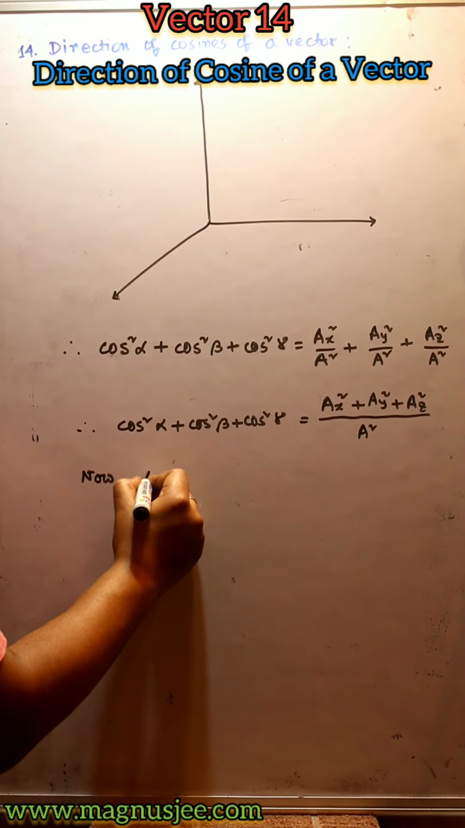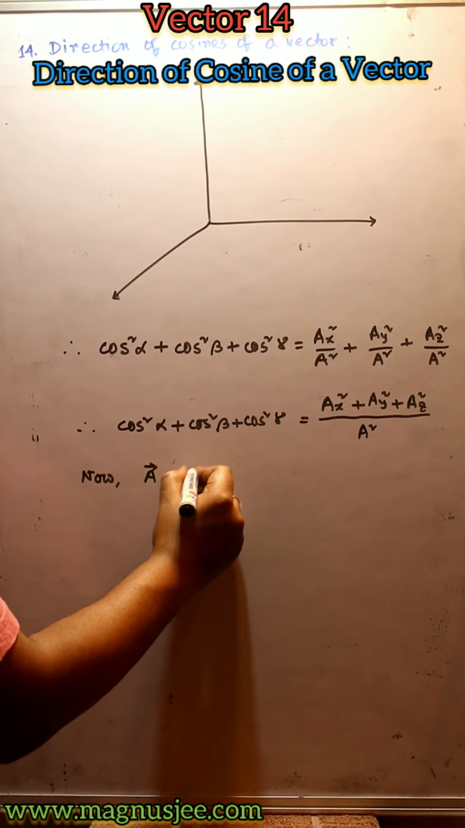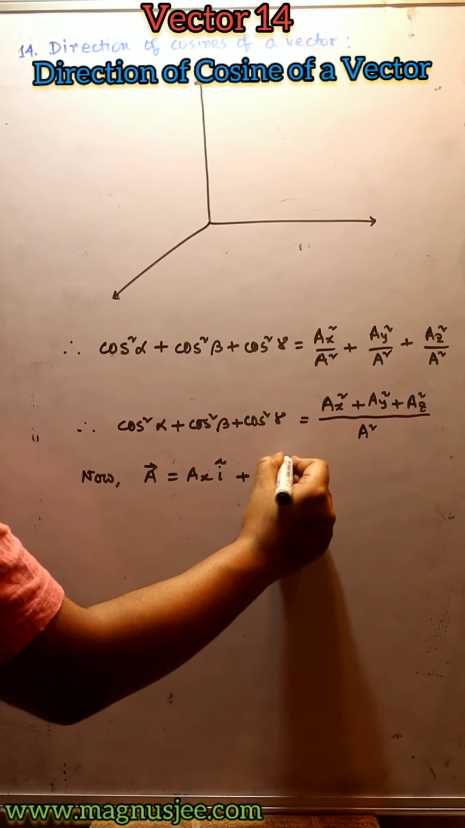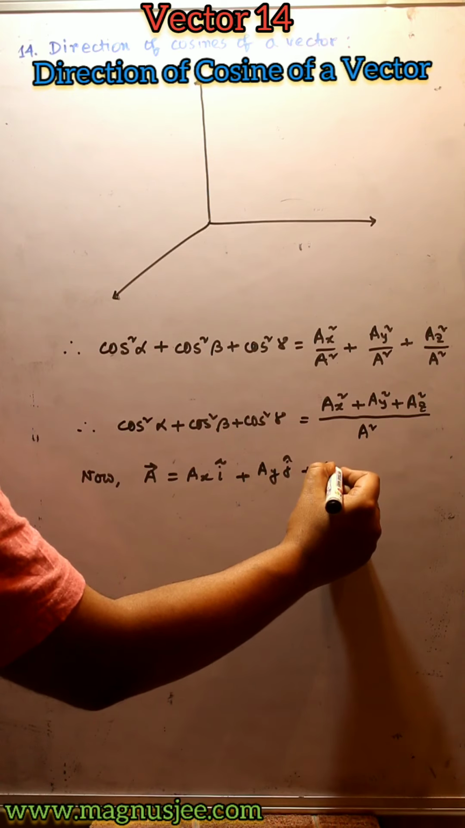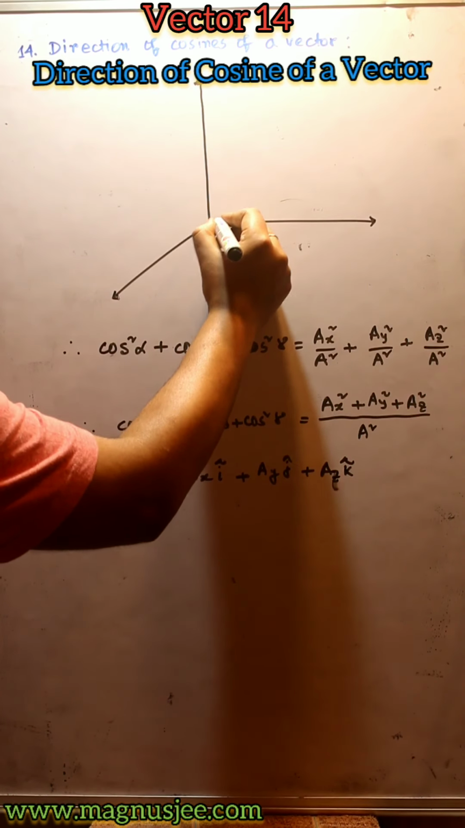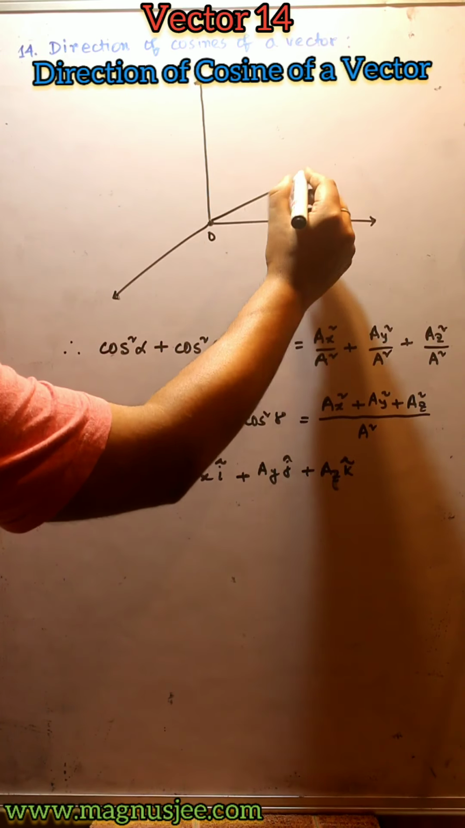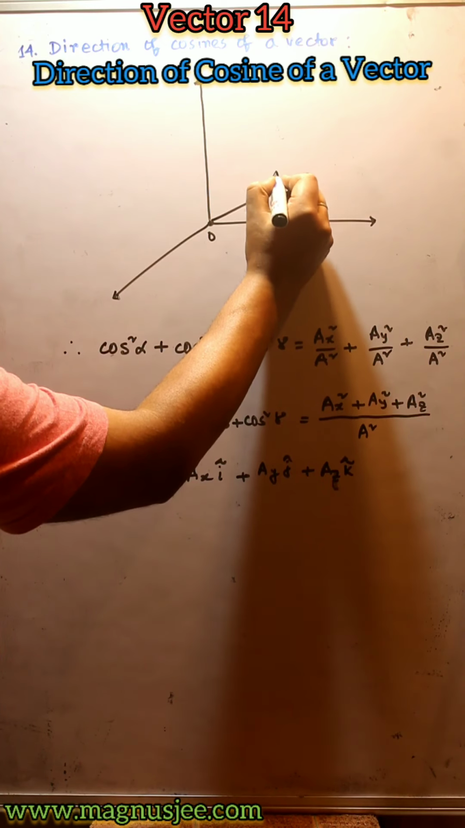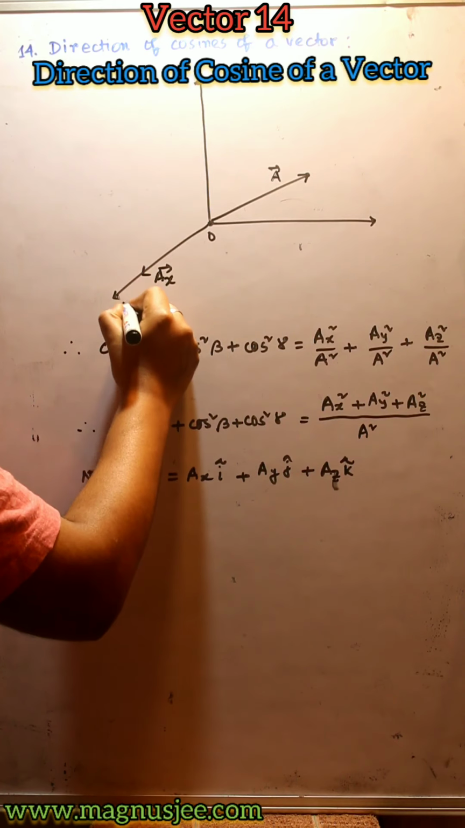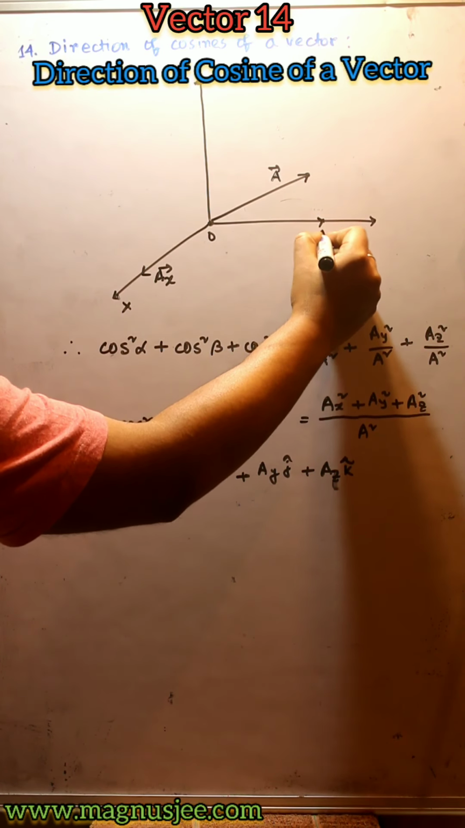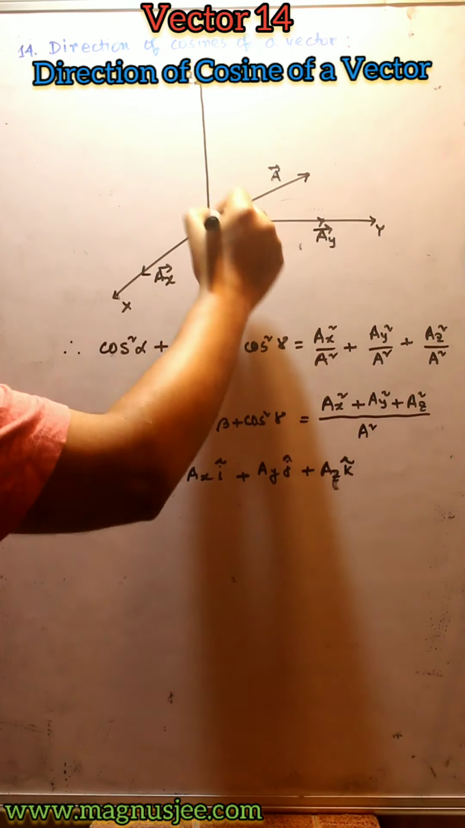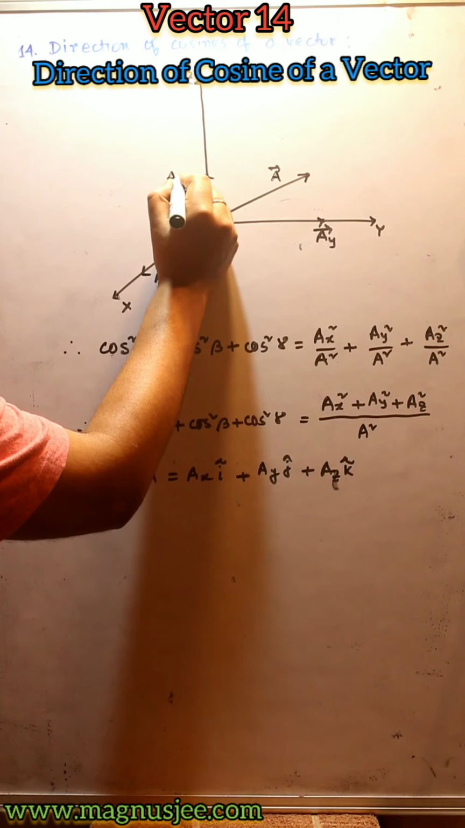Now what is the expression of vector A in terms of its rectangular components? Vector A equals Ax i cap plus Ay j cap plus Az k cap. So in this diagram, O is the origin, along OA a vector A is acting, and the component of vector A along the x-axis is vector Ax, along the y-axis is vector Ay, and along the z-axis is vector Az.